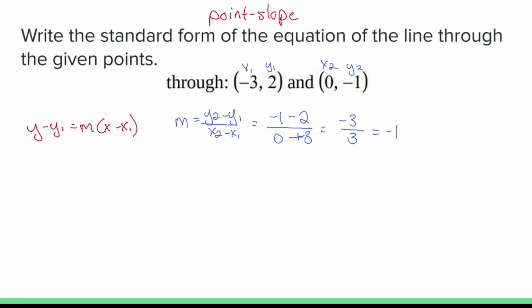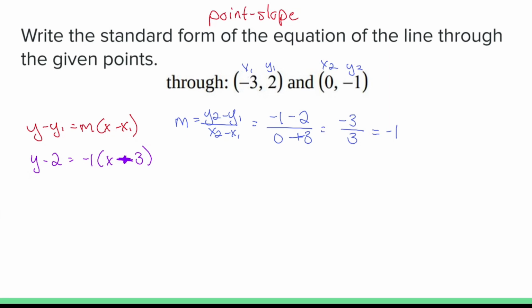So now I could start putting this together. My slope is -1. I already labeled x sub 1, y sub 1, so let's keep it. So I have y minus y sub 1, which I labeled 2, equals m, which is -1, times the quantity x minus -3. So there's a double negative here. Let's make that a positive.